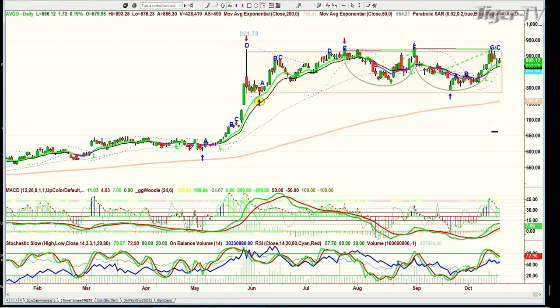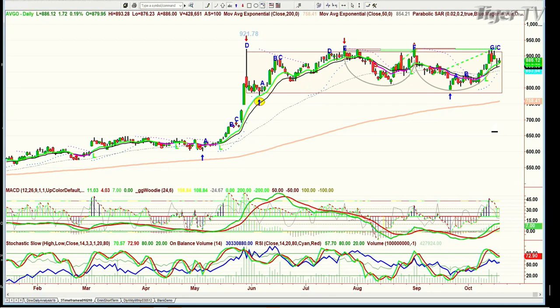Because remember, I like to say that all the textbooks suggest that over 80% is overbought. Overbought means that it's stretched, it's too far stretched. And I say, no. If you're bullish, you want to see an 80% and higher on balance, stochastic, slow stochastic.